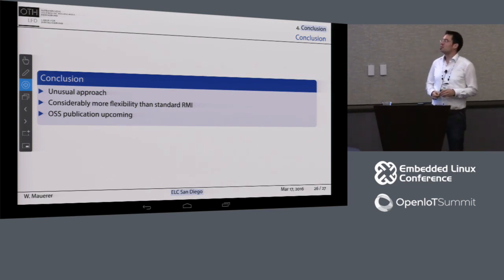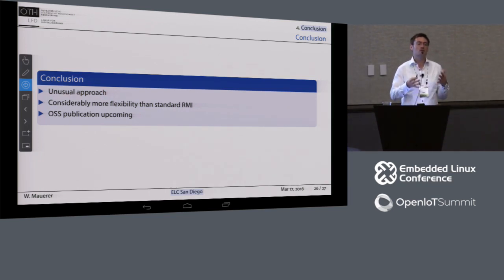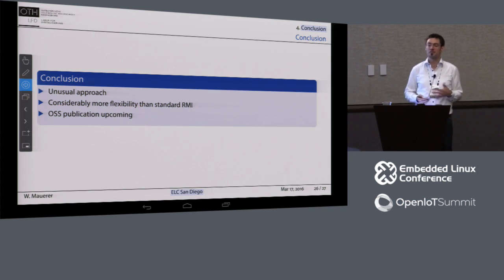Okay, so coming to the conclusion, we used an unusual approach to build a virtual machine out of a network of Banana Pi or Raspberry Pi class devices that relies on JavaScript to express all computational tasks, computational blocks. It has similar overhead to standard RMI mechanisms. It's much less complicated than most of the RMI mechanisms, at least the ones I know of, but we have considerably more flexibility in our approach, I think because we can offload a much larger class of computational blocks than you're able to with standard RMI. So we think that's a fairly good option to explore further in the future.